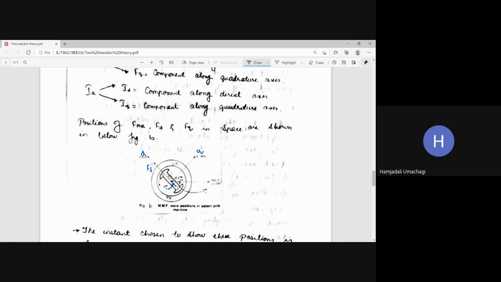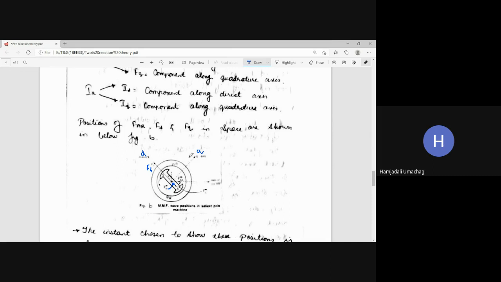Along quadrature, along direct axis, we will be having field MMF, that is FF, and here the other components, FD, then FQ, FAR. All the armature components we are showing at this point. And here we have considered only R phase of the alternator, only a single phase, just for making the explanation clearer. But in real time it will be the representation for three phases.